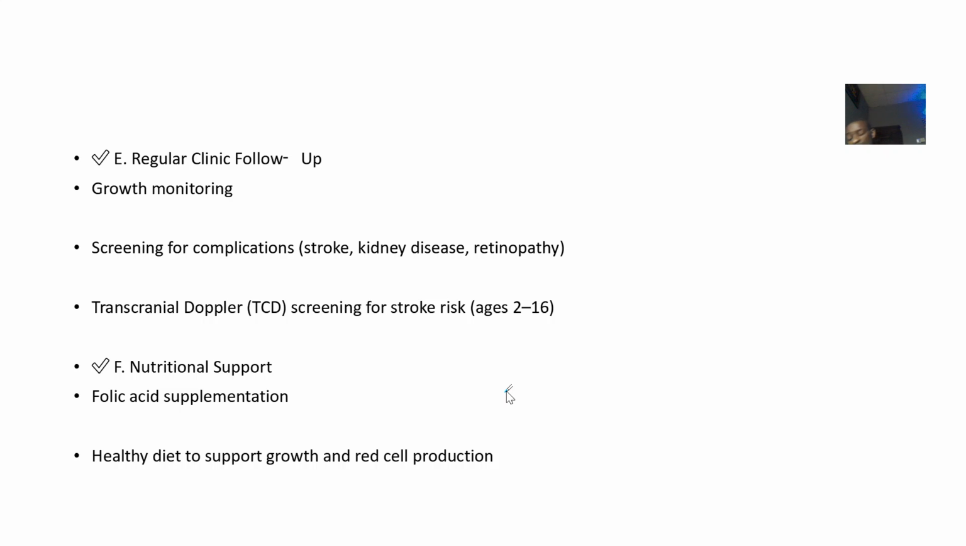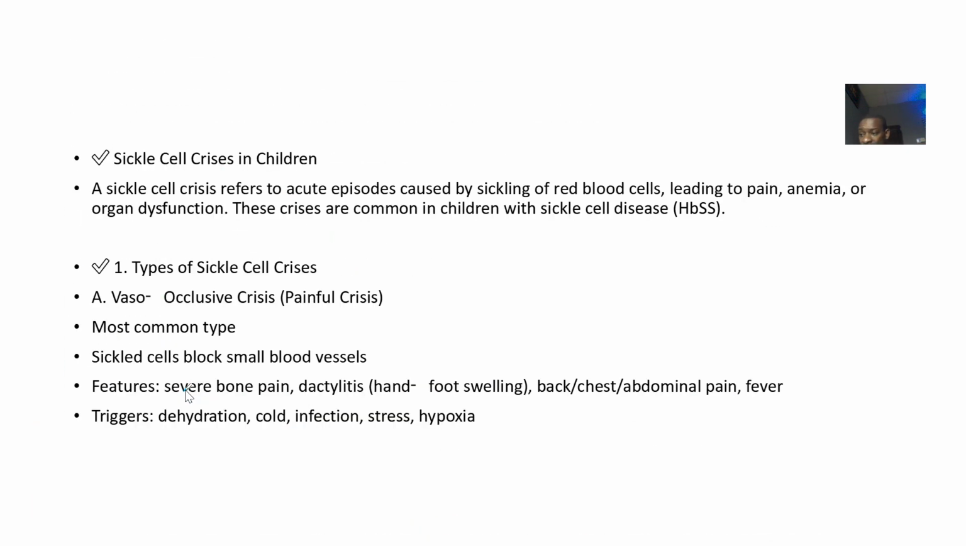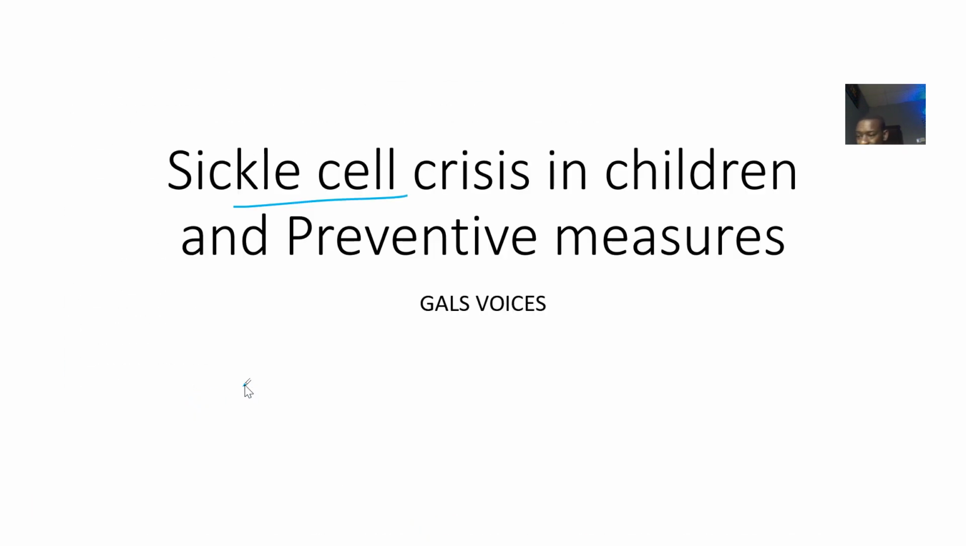Then nutritional support is adequate folic acid supplementation and also a healthy diet. Then blood transfusions: if there's high risk, you transfuse. Then you educate the family and the patient. So teach the parents how to palpate the spleen and how to recognize early crises. And of course, sometimes if there's self-medication, how to comply with the dosing.